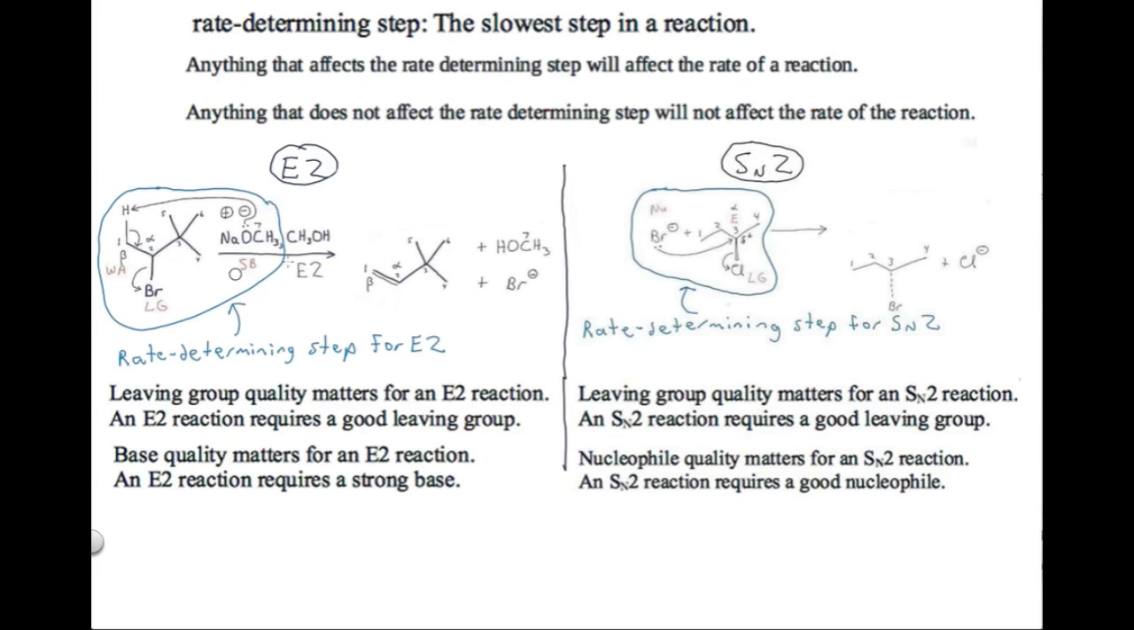So notice that whereas SN2 depends on nucleophile quality, E2 depends on base quality, because an SN2 reaction uses a nucleophile, whereas an E2 reaction uses a base. Do you remember the difference between those? Remember, this is called a nucleophile because it's joining the other molecule, whereas this is called a base because rather than joining the other molecule, it's taking a proton from the molecule. The base is similar to the nucleophile in that they both donate electrons.